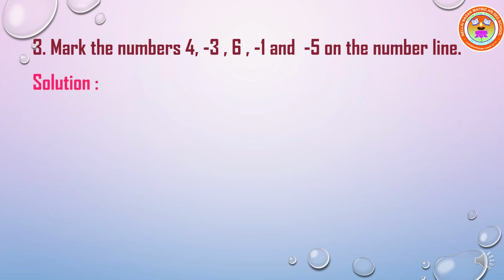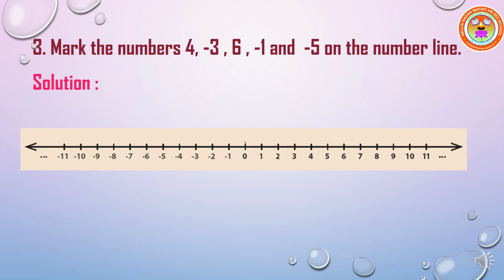Solution. So for this, first we have to draw the number line. Okay. So after drawing the number line, let us mark the numbers. So first we have to mark 4. So 4 is positive value. So you're going to mark 4 on the right side of 0. Next, -3. -3 is negative. We're going to mark -3 on the left side of 0.